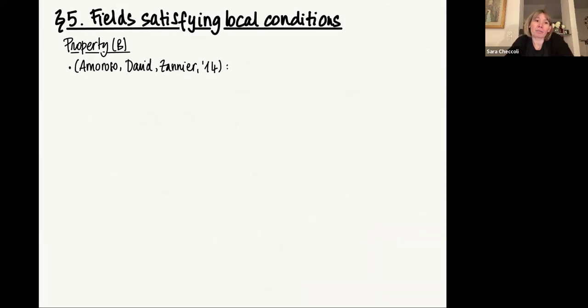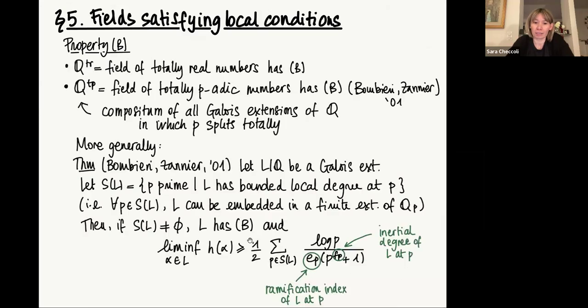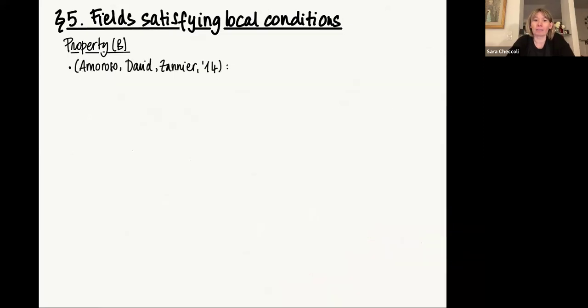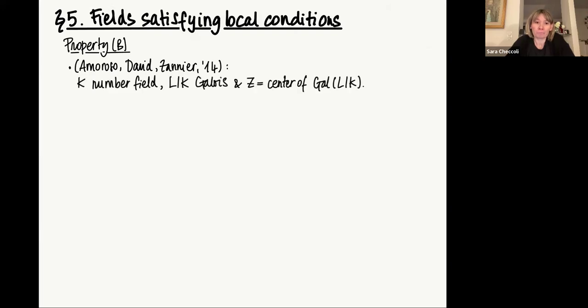Let me mention also that Amoroso, David, and Zannier prove a result that generalizes both this result by Bombieri and Zannier on fields with bounded local degrees, and the fact that an abelian extension of a number field has the Bogomolov property. So what they prove is the following.